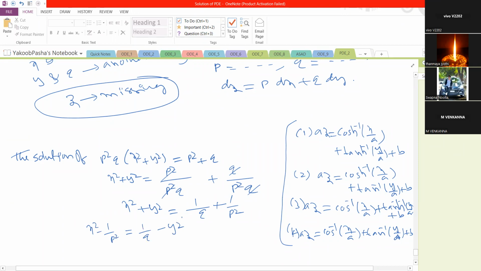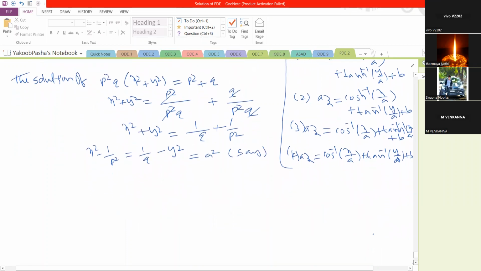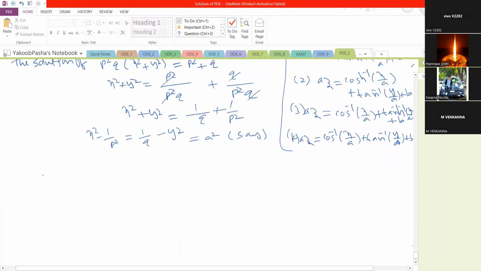Now let us separate. We separate x and p terms on one side and y and q terms on the other side, and take a common value as some constant. Say we are taking a square, for convenience. So first solve the first equation, that is x square minus 1 by p square is equal to a square. So from this we can write x square minus a square is equal to 1 by p square, and p square is equal to 1 by x square minus a square.